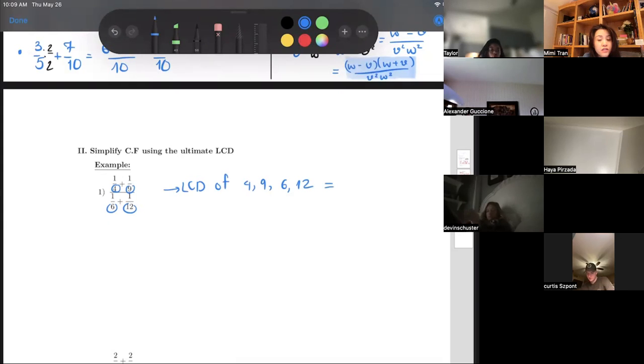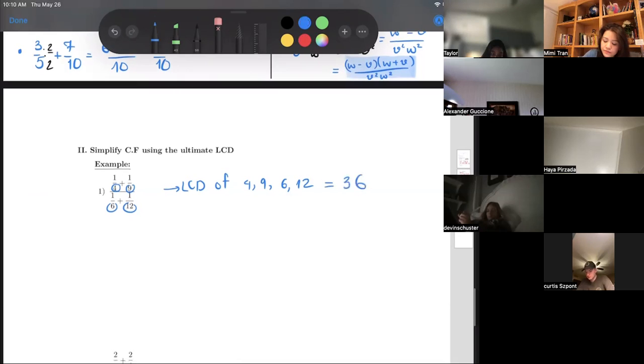I'm thinking 36. Do you agree? Because 24 is divided by 4, 6, and 12, but not 9, right? So the next one will be 36. 36 is divided by everybody, and it's the smallest number that is divided by everybody. So 36.